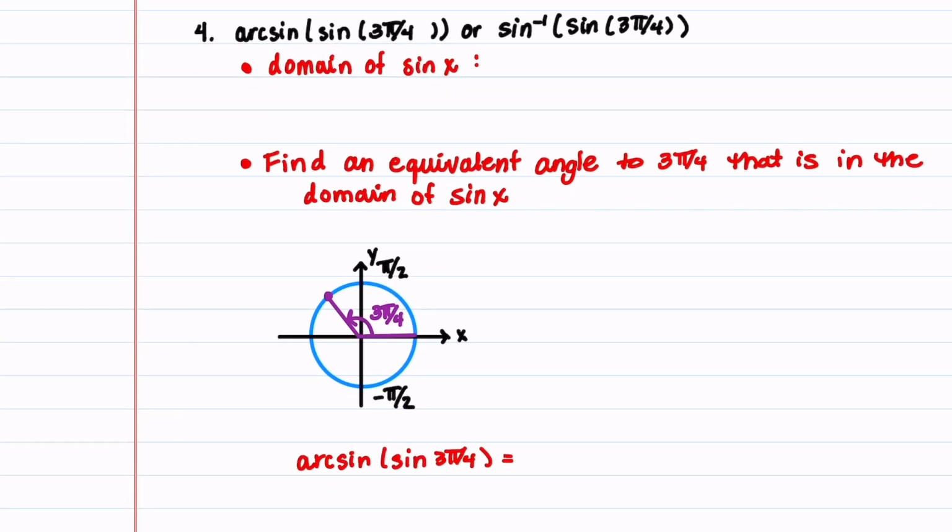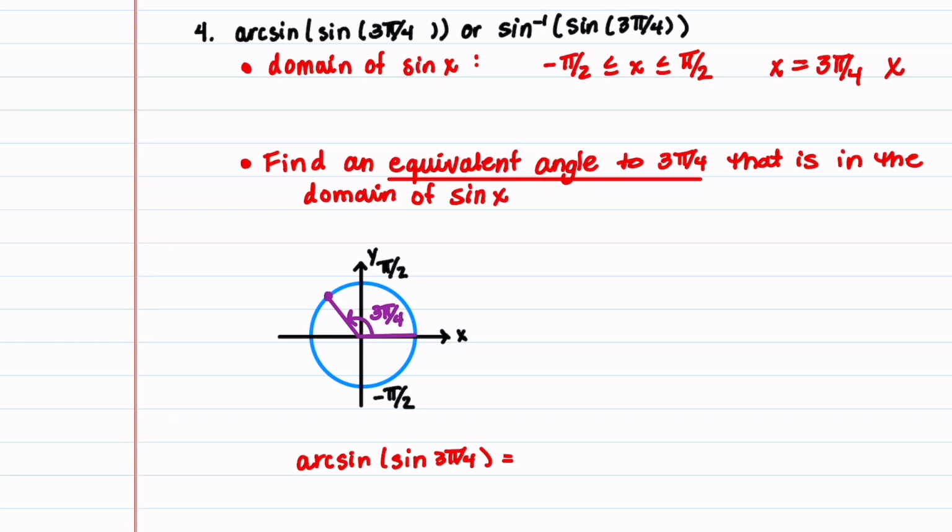Our fourth problem is to evaluate arcsin of sine of 3pi/4. Let's again write down the domain for sine. That is between -pi/2 and pi/2. X is equal to 3pi/4, and that is not in the domain. So what we have to do is find an equivalent angle to 3pi/4 that is in the domain of sine x.